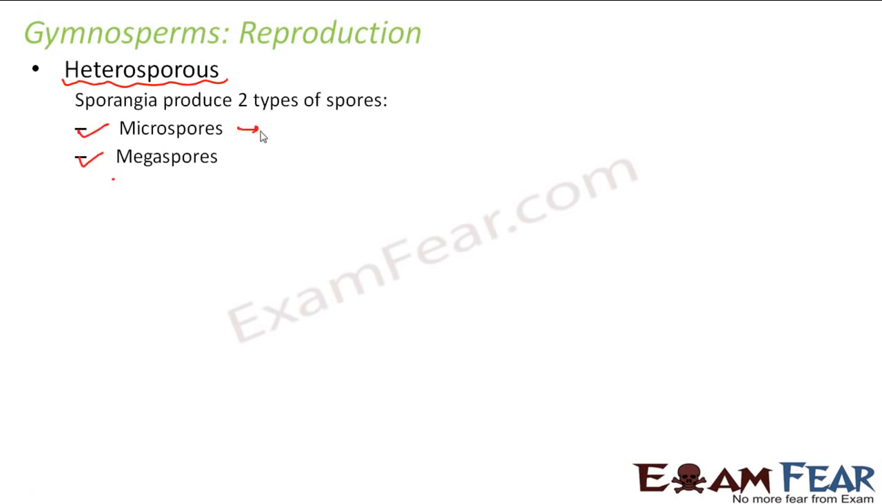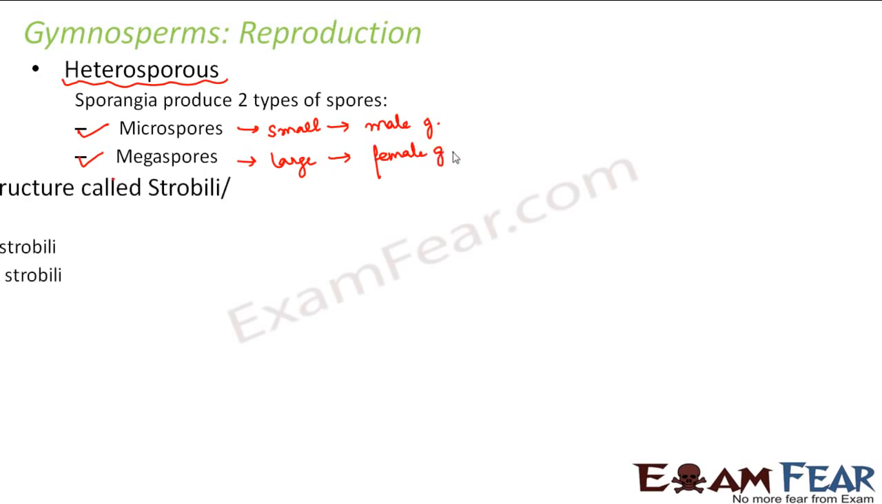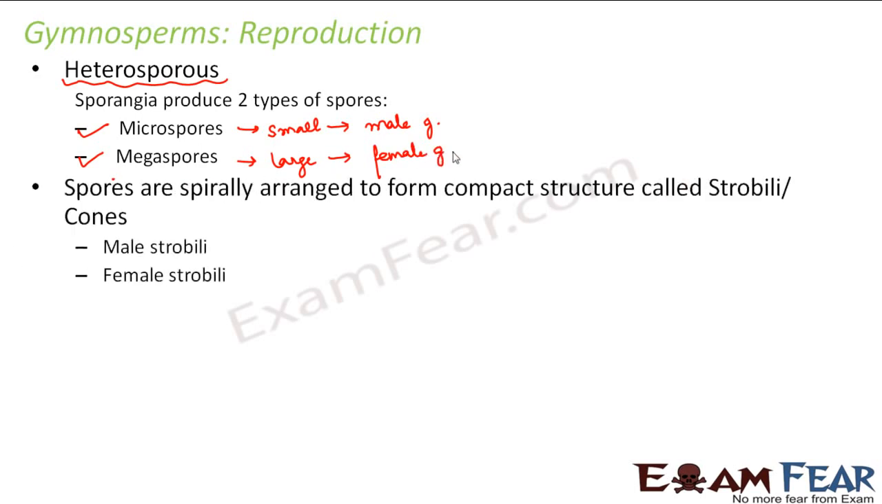So the microspores are small in size and these spores will germinate to form the male gametophyte. And the megaspores are large in size and they will germinate to give rise to the female gametophyte. Now the spores are spirally arranged to form compact structures called strobili or cones. Now in case of gymnosperms, the strobili are more commonly known as cones. So we often refer to them as male cone and female cone. So that is how the structure looks.